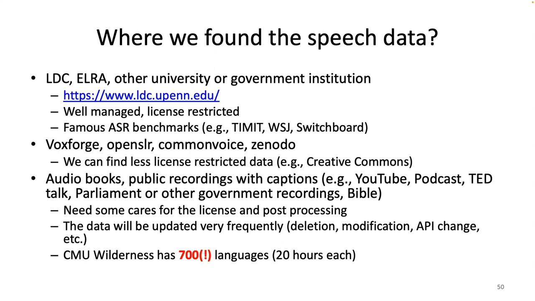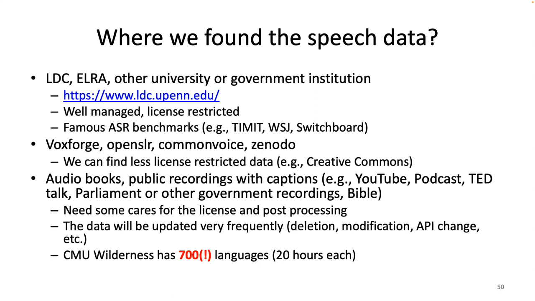Also, web-based data is changing, right? Since web data is dynamic, sometimes the issue is that the API changed and we cannot get the data anymore. This actually happens. Or the content will be edited or deleted. This often happens with YouTube, right? So it is a very good resource, but we should be a bit careful about that.